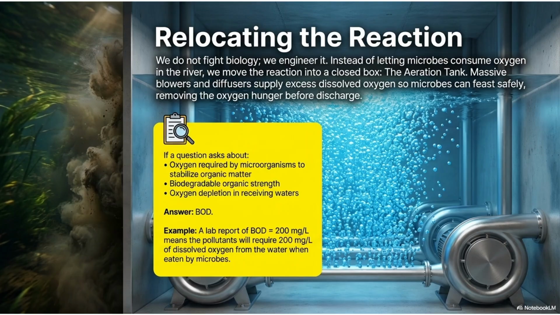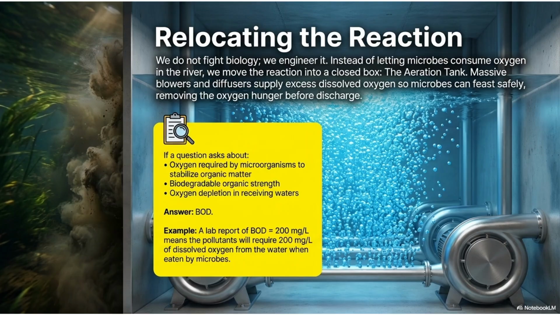Now, here is the genius of wastewater treatment engineering. We do not just stop biodegradation in the river, instead, we learn from it and we relocate it. Instead of letting microbes consume oxygen inside the river, we bring the wastewater into a controlled tank. We take the reaction away from fish, and we perform it inside a closed box. That box is called the aeration tank.